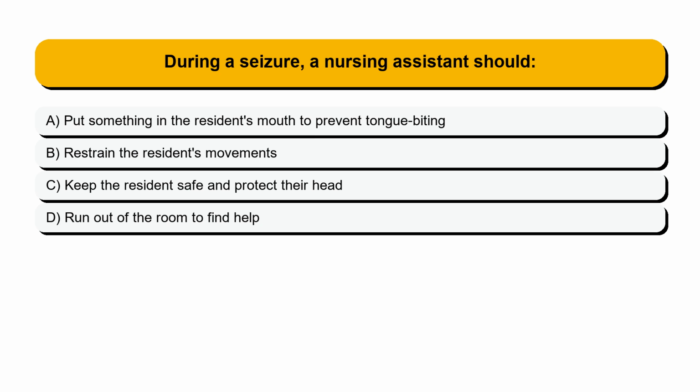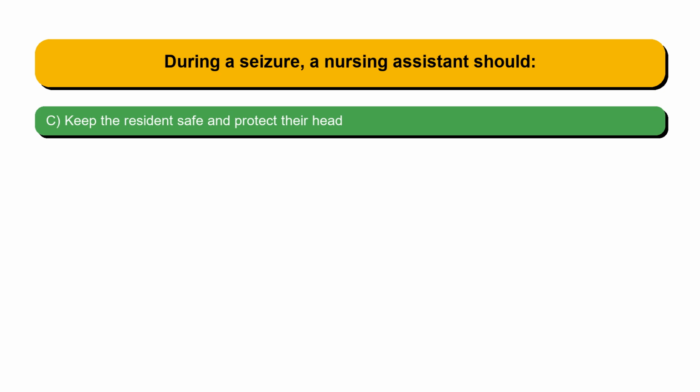Question 71. During a seizure, a nursing assistant should: Option A, put something in the resident's mouth to prevent tongue biting. Option B, restrain the resident's movements. Option C, keep the resident safe and protect their head. Option D, run out of the room to find help. The correct answer is option C, keep the resident safe and protect their head.